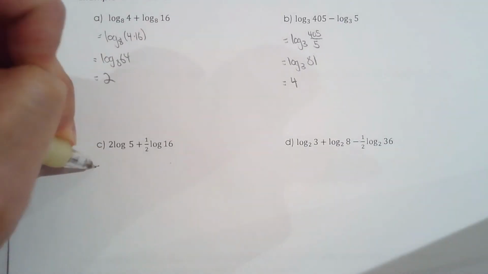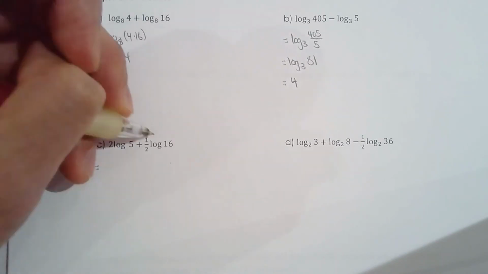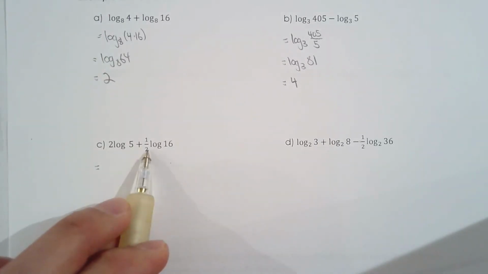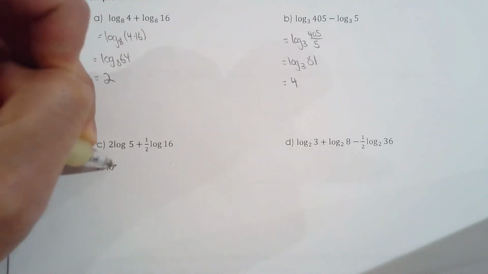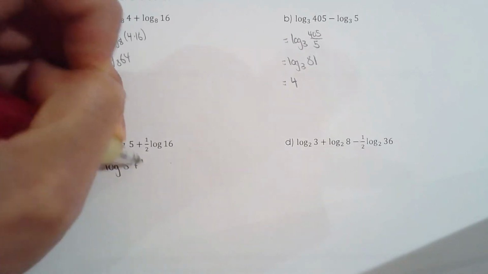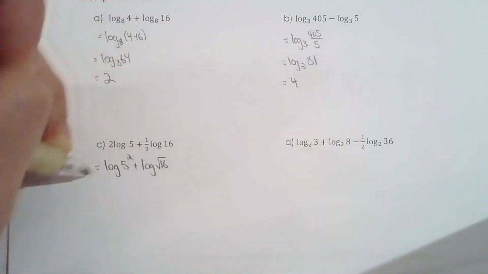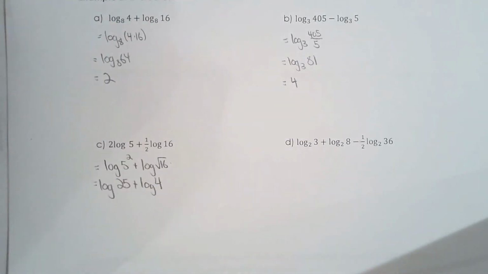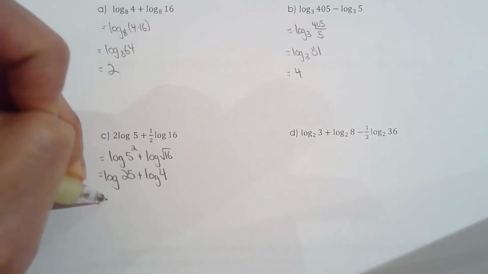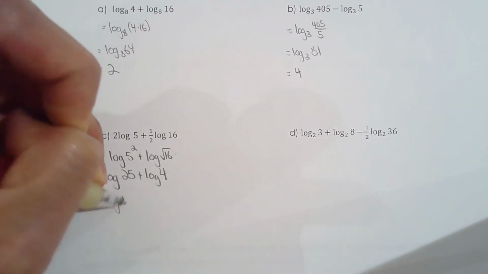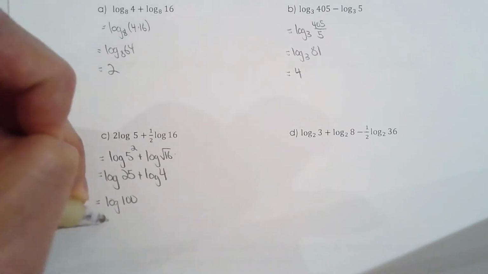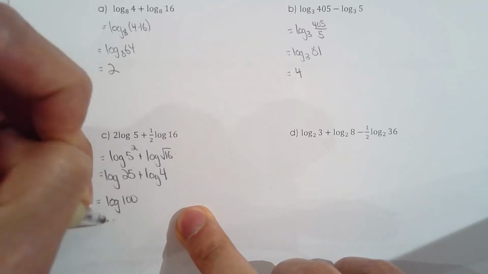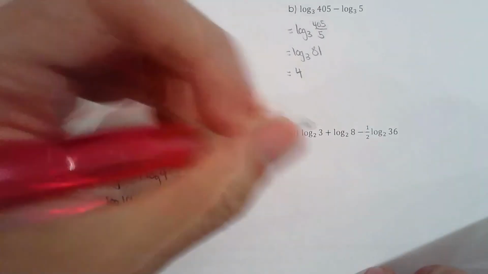Over here, let's apply the power law of logarithms. Then I apply the product law of logarithms. I can't apply the product law right away because of the half and the 2. But no problem. Easy fix. So 5 squared is 25, root 16 is 4, so this becomes log 100 because 25 times 4 is 100, and oops, it should be 2. 10 squared is 100, so log 100 is clearly 2. Alright, let's keep going.